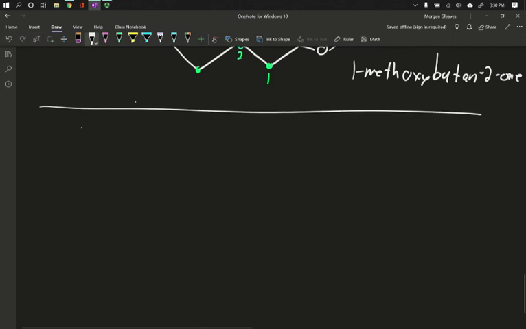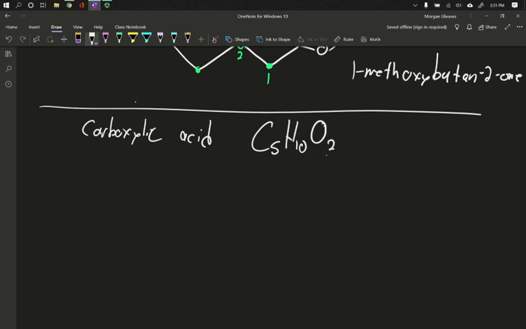Now let's try it with a carboxylic acid. C5H10O2. Try and come up with at least 2. Find their names, and then unpause.